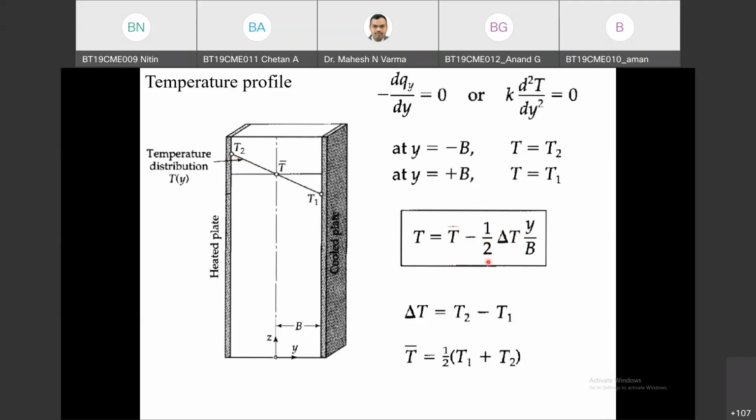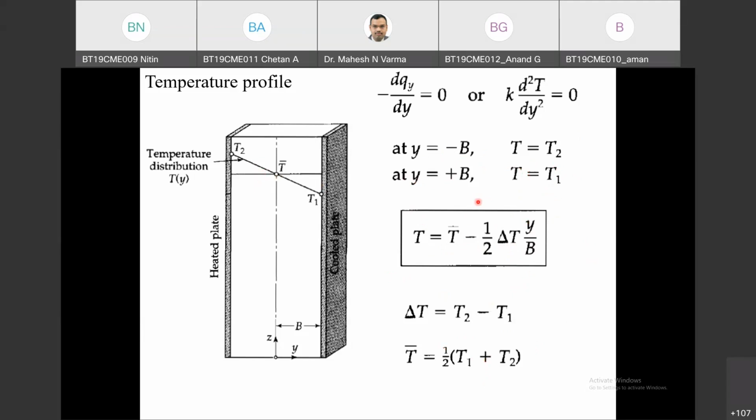Here you can put y equals minus b. If you substitute y equals minus b, it will be T bar plus half delta T, and you will get T2. Substituting y equals plus b, you will get temperature equals T1. So this is the expected temperature.